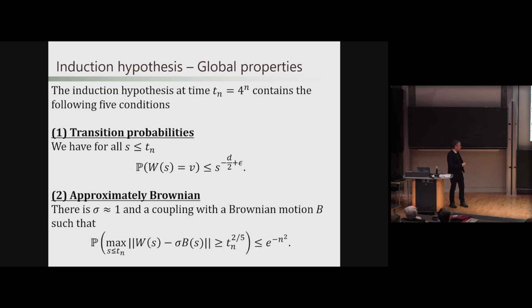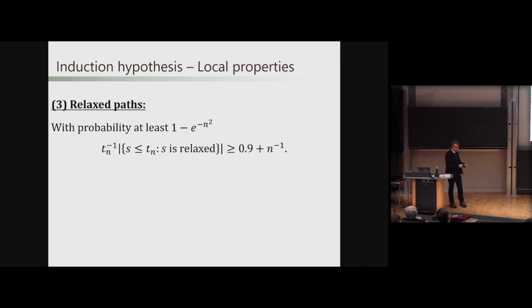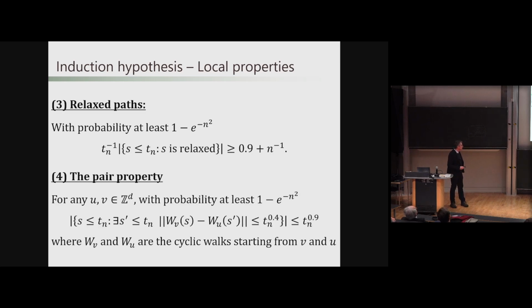One is that you can couple the cyclic walk very well with Brownian motion with very high probability. Another is that along the path, most times are relaxed times: slightly more than 90% of the time the walk will be at relaxed times. And finally, another property: if we start two cyclic walks and run them, and they don't form cycles, and they also don't merge into the same cycle, then they don't spend too much time too close to each other. All four of these properties are true and quite simple to prove for, say, Brownian motion or simple random walk.